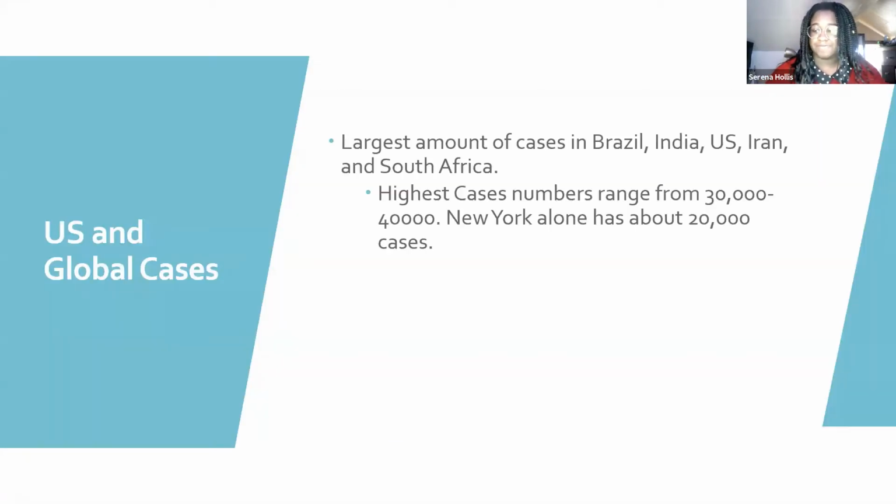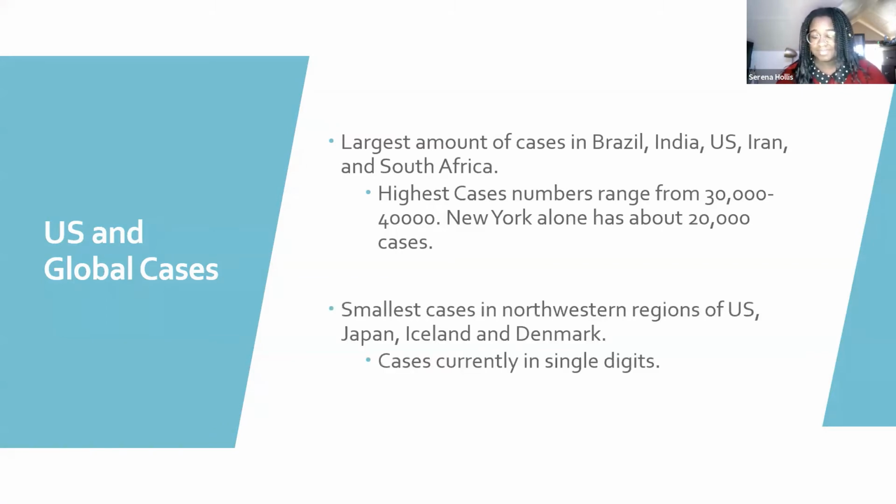Like I mentioned before, some of the largest amounts of cases are in Brazil, India, US, Iran, and South Africa. The highest range of this is about 30,000 to 40,000, and in the US alone, New York has about 20,000 of these cases. But the smallest amount of cases have been seen in the rural US, mostly in the northwestern regions, as well as Japan, Iceland, and Denmark, where their cases are in the single-digit range. And some countries even have about no cases at all, which is very nice.